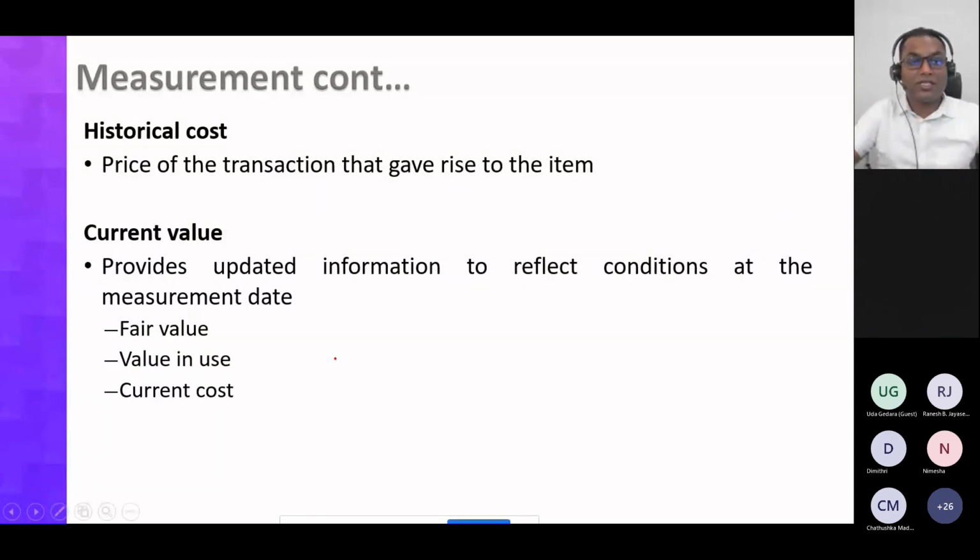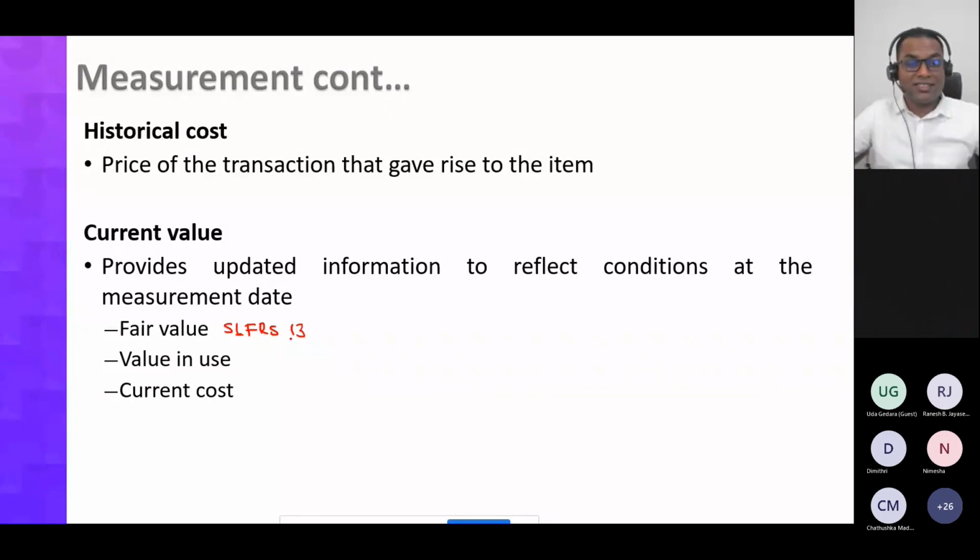Historical cost, all of us know. It is how much we have paid at the time of giving rise to the item, the amount that we have paid. And if it is a depreciable asset, it is cost minus depreciation, right? Then under the concept of current value, there are three measurement bases discussed in the framework. Number 1, fair value. Fair value means the market value. There's a separate standard to discuss fair value. What is that? SLFRS 13. It discusses fair value measurement, right?